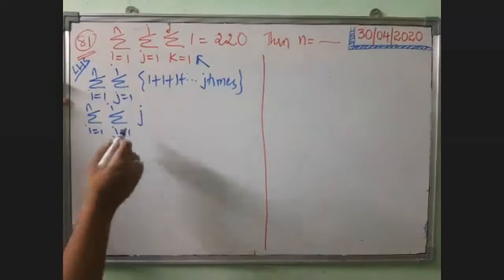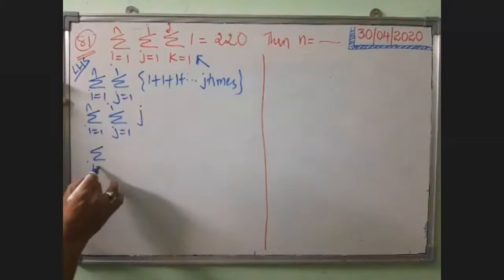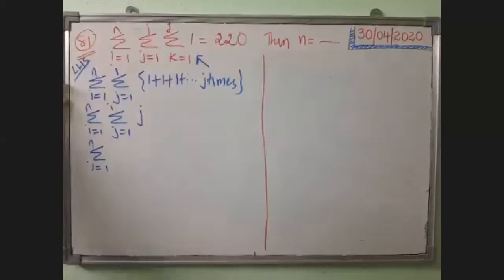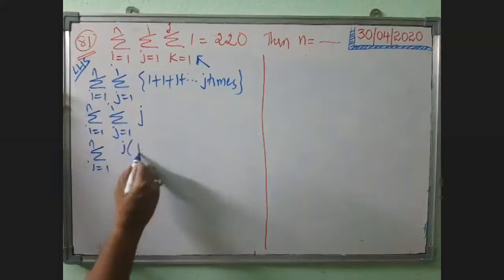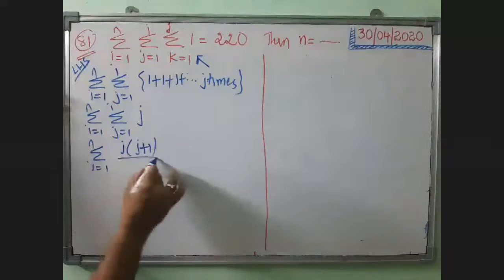That means here, what am I getting now? Sigma i equal to 1 to n, sigma j equal to 1 to i. It will become actually 1 plus 2 plus 3 and so on, up to i. Just like 1 plus 2 plus 3 plus up to n. So what is the formula? n into n plus 1 by 2. So I will be getting here j into j plus 1 by 2.